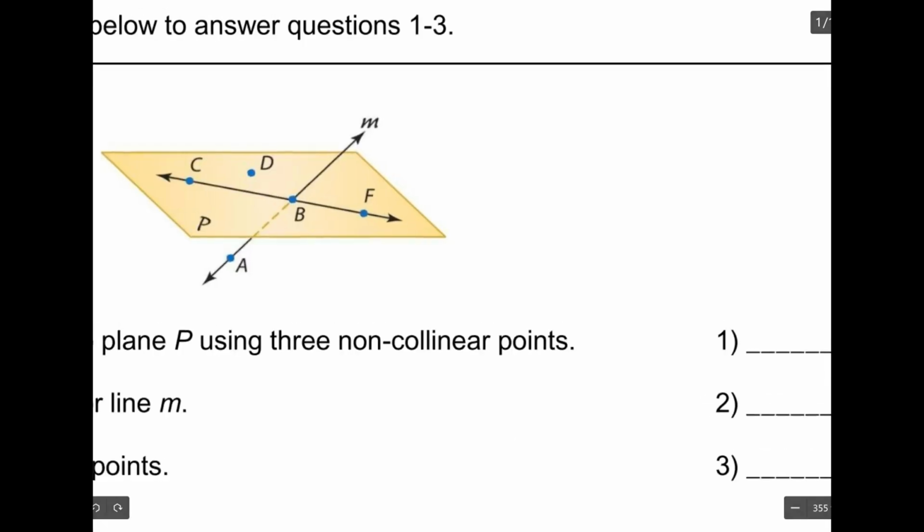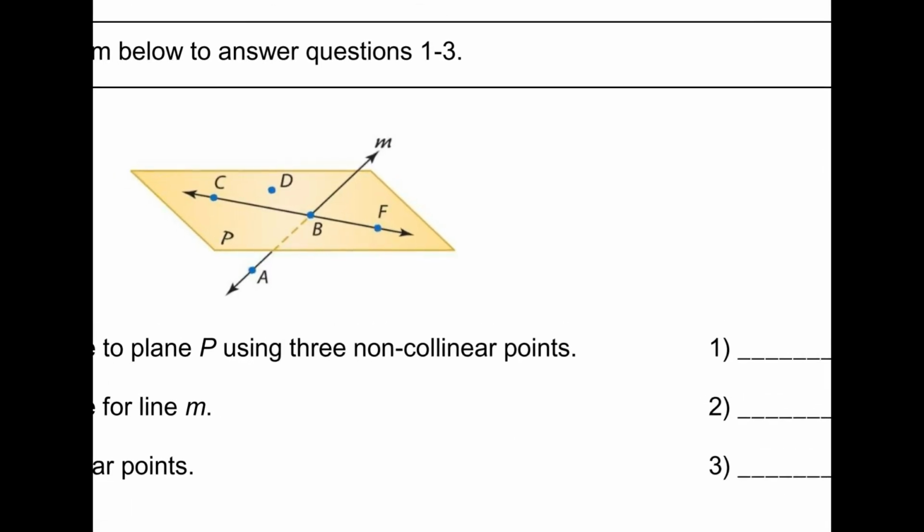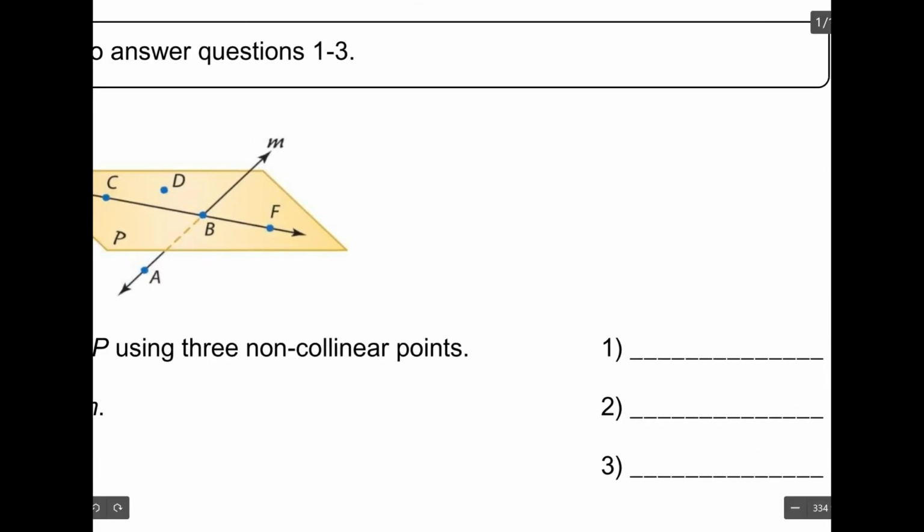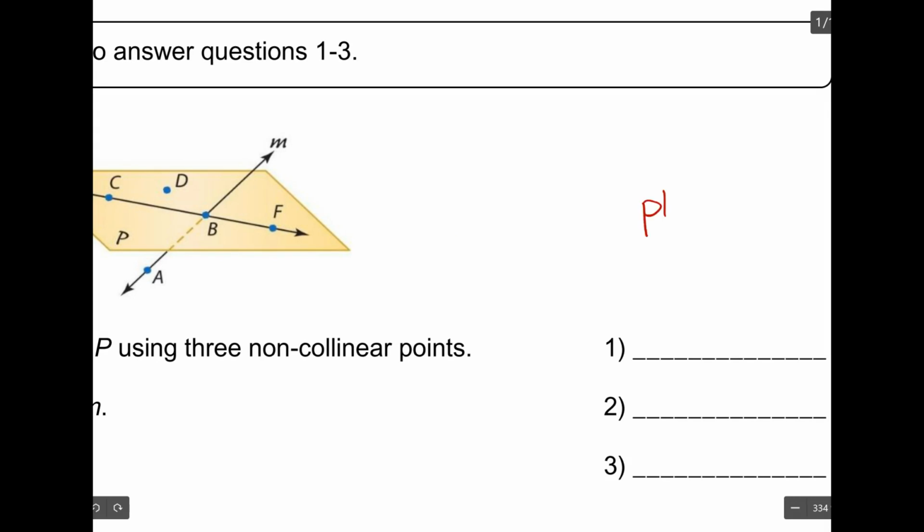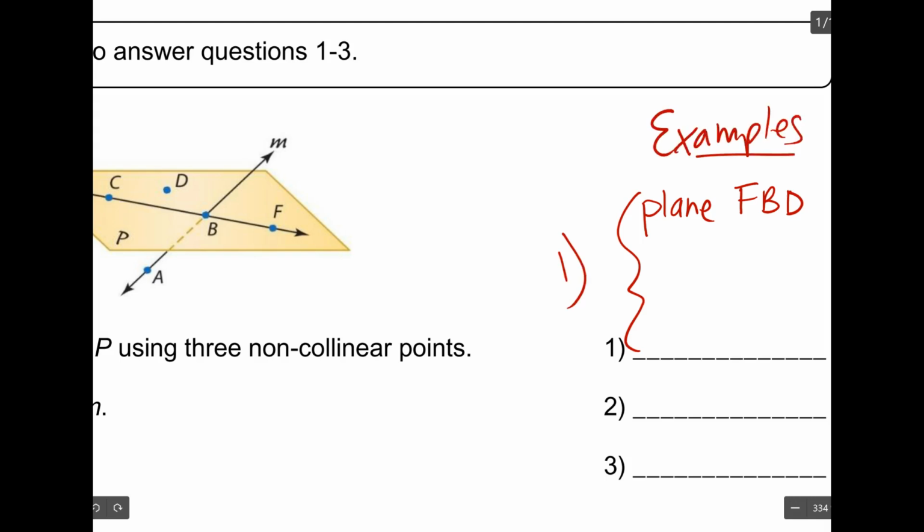So we're going to give another name to plane P using 3 non-collinear points. A couple examples would be, I could call it plane FBD, because the 3 of them are not all on the same line. So this is all for number 1. These are examples of what you could put because there's multiple solutions.